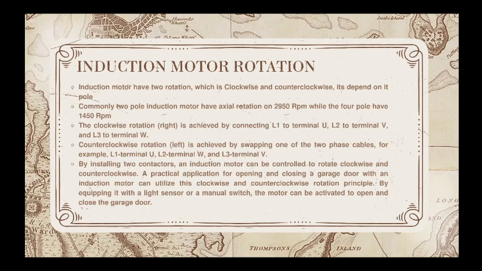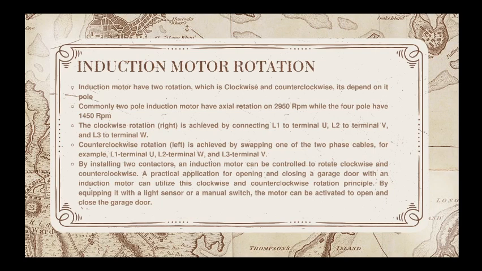The clockwise rotation, which is to the right, is achieved by connecting L1 to terminal U, L2 to terminal V, and L3 to terminal W. Counterclockwise rotation, which is to the left, is achieved by swapping two of the three phase cables, for example L1 to terminal U, L2 to terminal W, and L3 to terminal V. By installing two contactors, an induction motor can be controlled to rotate clockwise and counterclockwise.